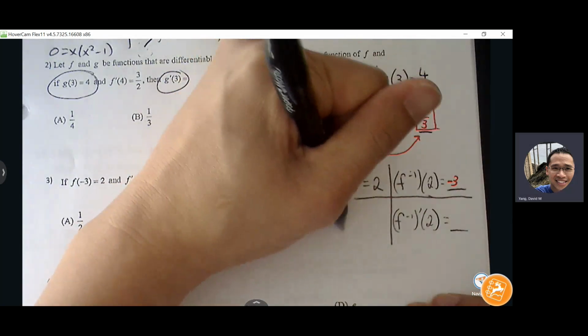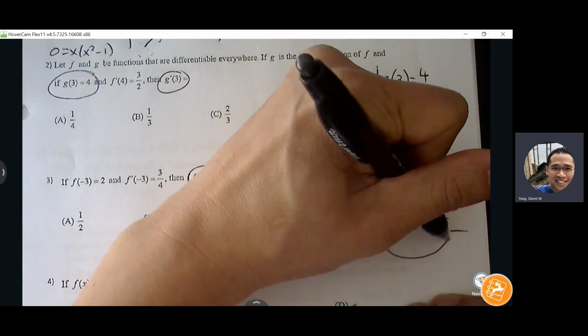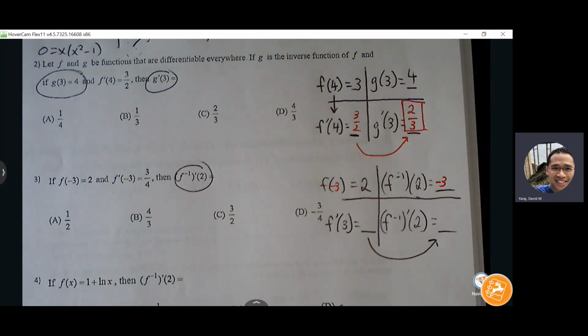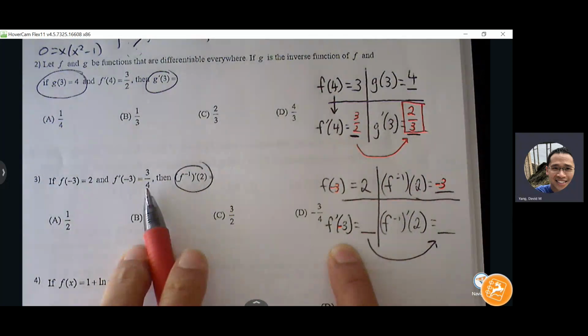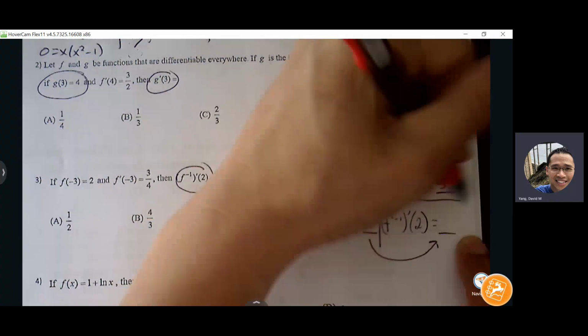So if I can find f prime of negative 3, then this slope will lead me directly to the derivative of f inverse at 2. So f prime of negative 3 is 3/4. So if this is 3/4, then this is 4/3.